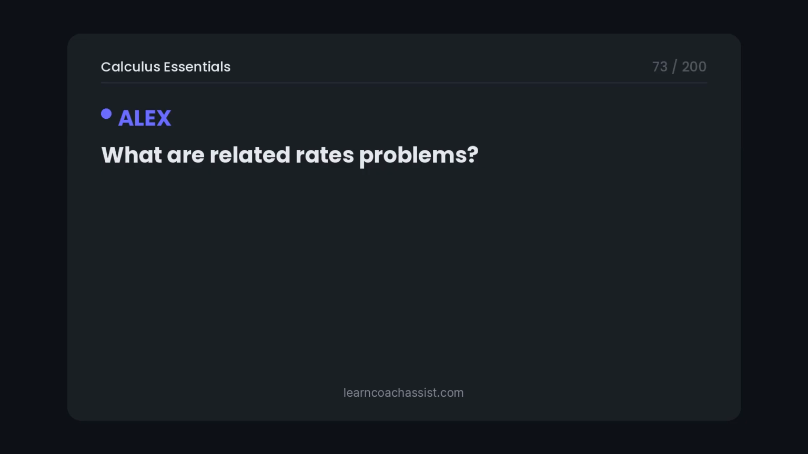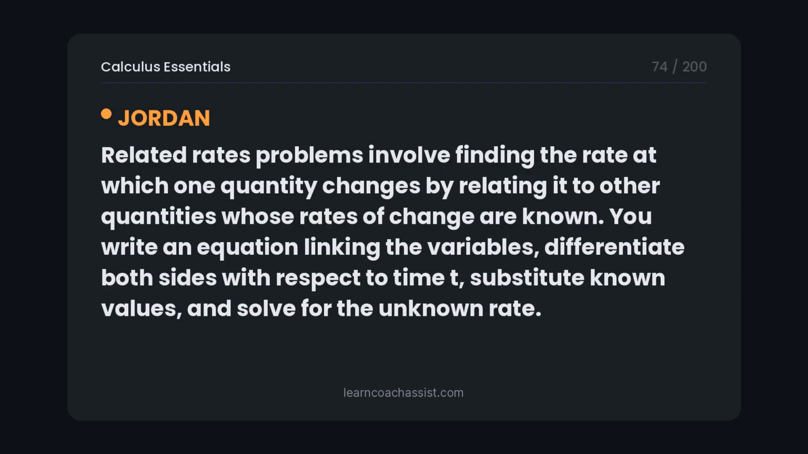What are related rates problems? Related rates problems involve finding the rate at which one quantity changes by relating it to other quantities whose rates of change are known. You write an equation linking the variables, differentiate both sides with respect to time t, substitute known values, and solve for the unknown rate.